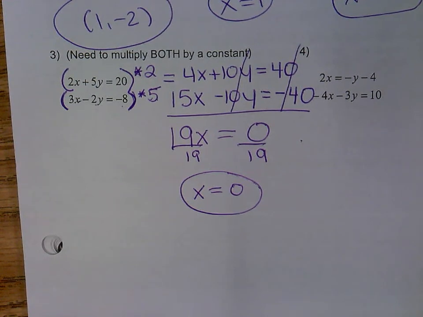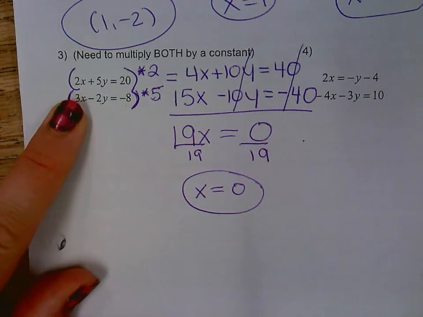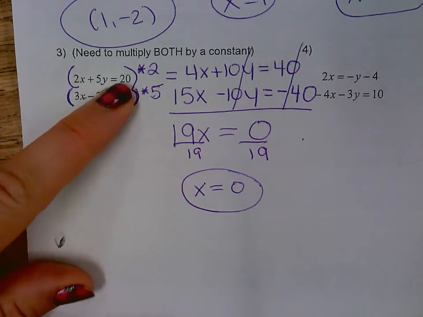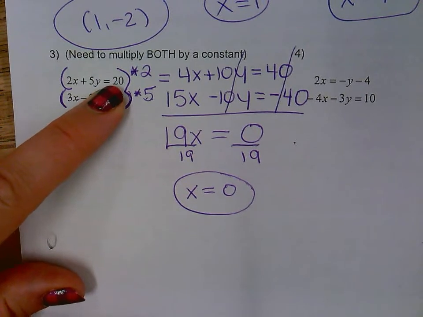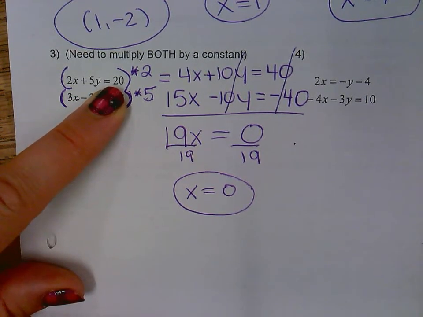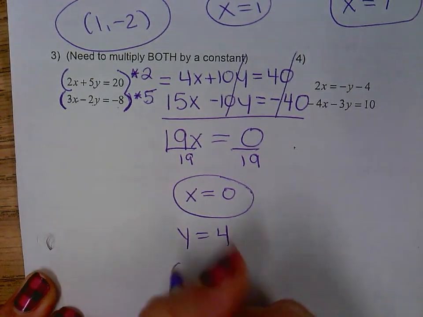All right, I can plug this one back in just by pointing. Up here in the top equation, if I plug in 0 for x, I just get that 5y equals 20. What would y have to be to make that true? 5y has to equal 20, so y would have to be 4. Does that make sense? So y equals 4, and the answer is 0, 4.